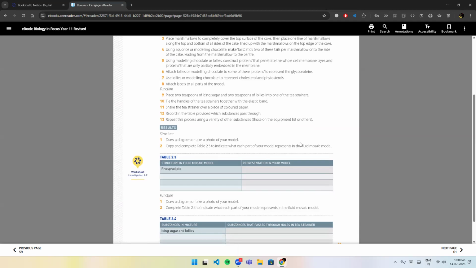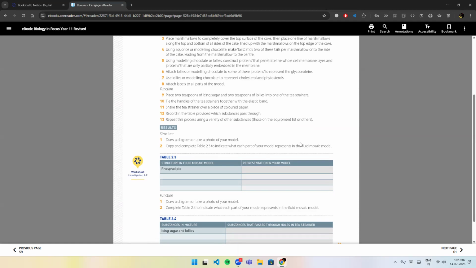Function. Place 2 teaspoons of icing sugar and 2 teaspoons of lollies into each one of the tea strainers. Tie the handles of the tea strainers together with the elastic band. Shake the tea strainer over a piece of colored paper. Record in the table provided which substances pass through. Repeat this process using a variety of other substances.